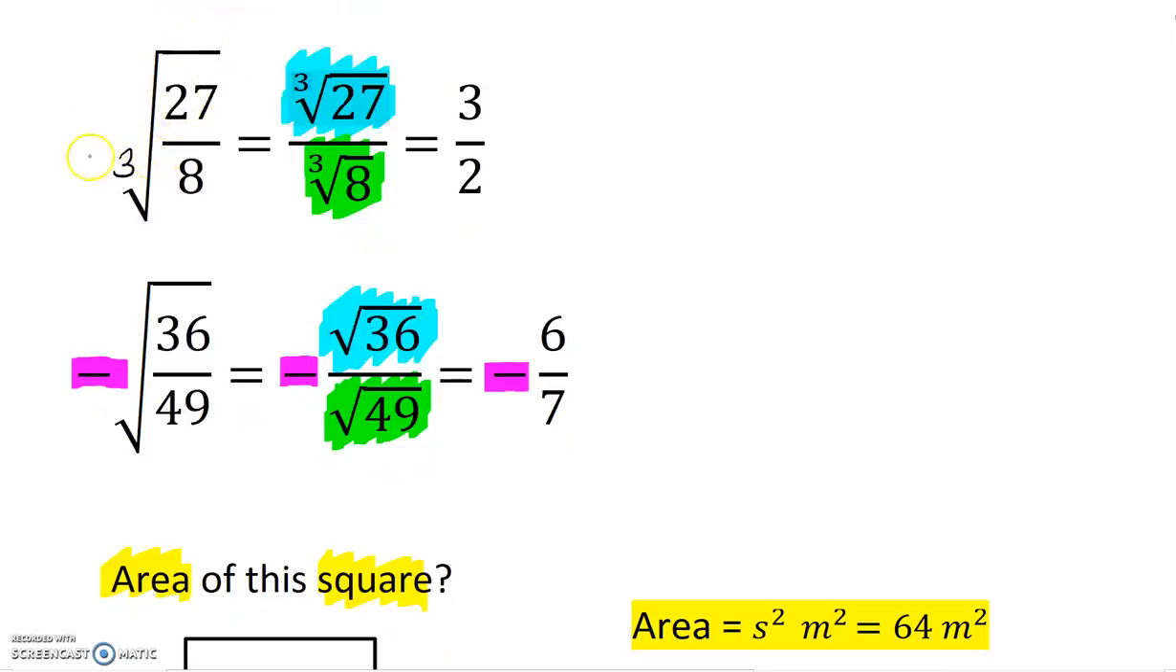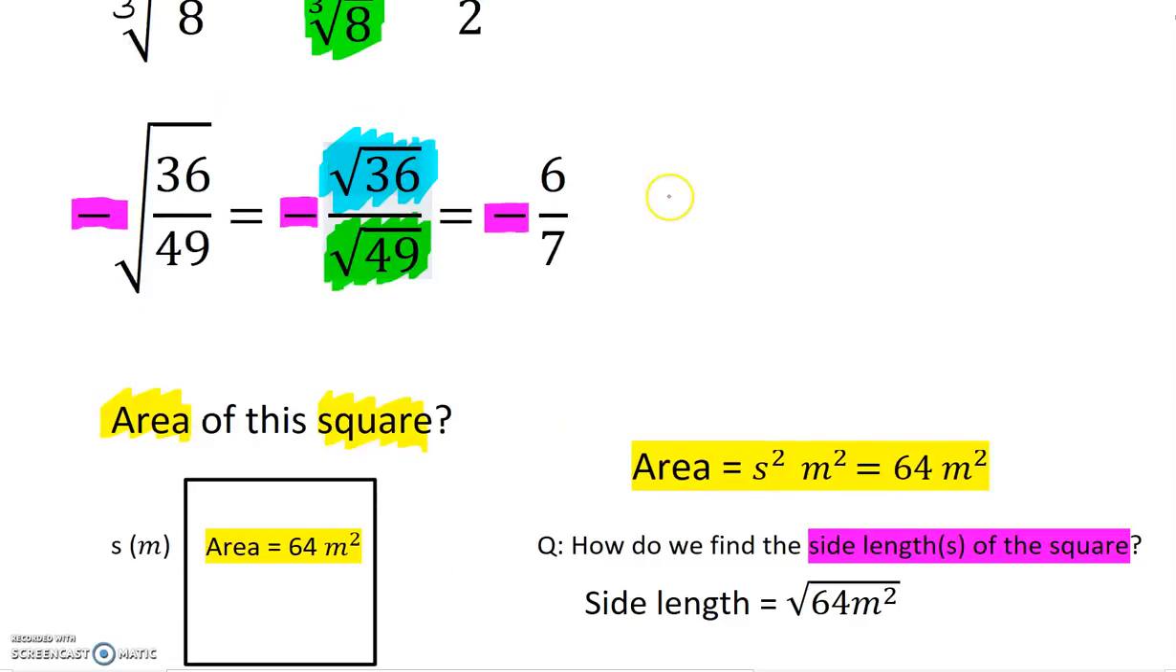Now if we look at this, we have a cube root of a fraction, 27 over 8. Remember, we can break it into 2 separate parts. What number times itself 3 times gives us 27? 3. What number times itself 3 times gives us 8? 2. And there we go. There's our answer. 3 over 2, or 3/2.